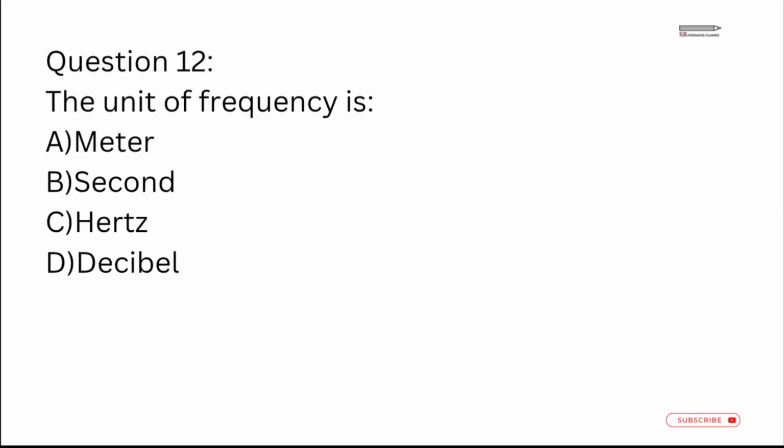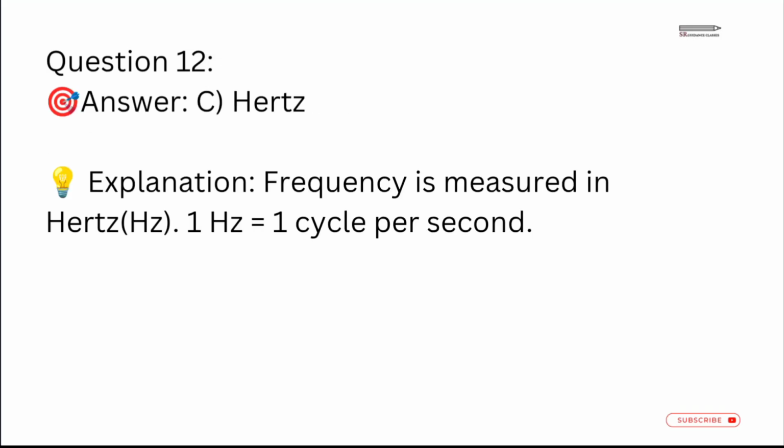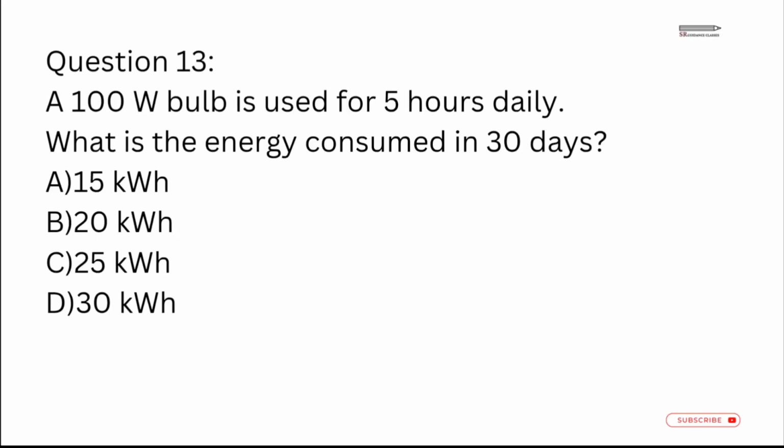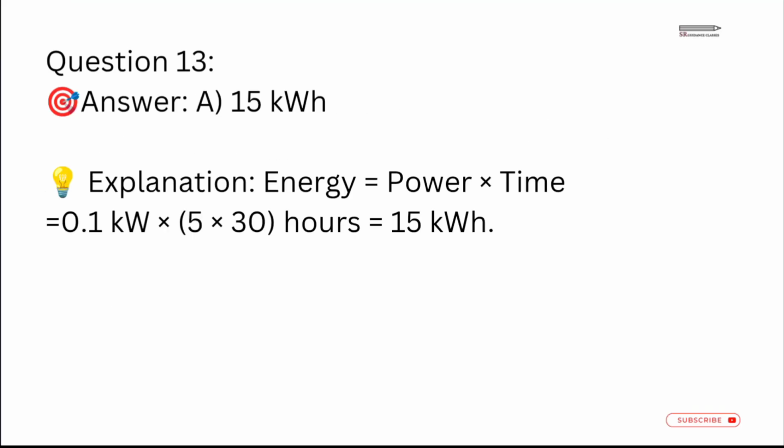The unit of frequency is, the answer is option C, hertz. A 100-watt bulb is used for 5 hours daily. What is the energy consumed in 30 days? The answer is option A, 15 kilowatt hour.